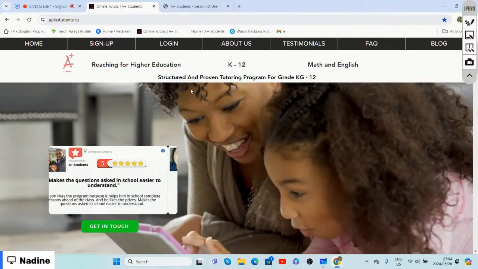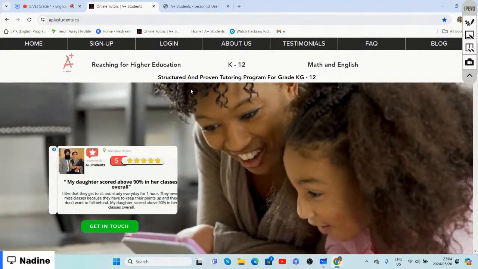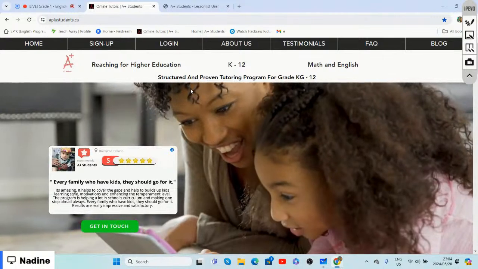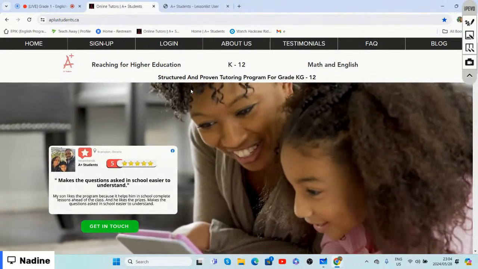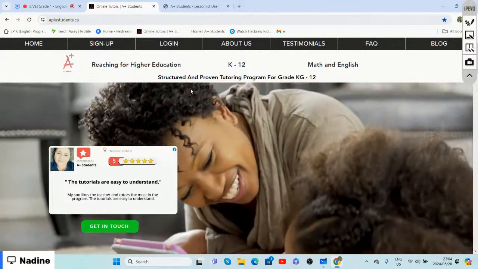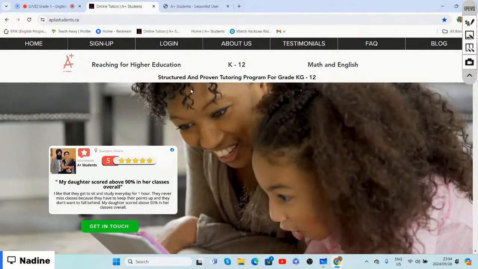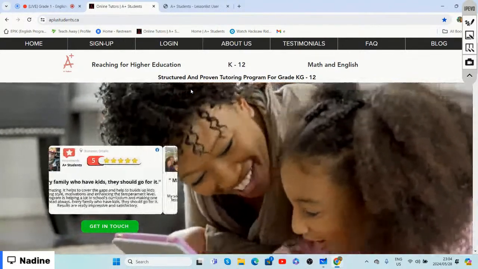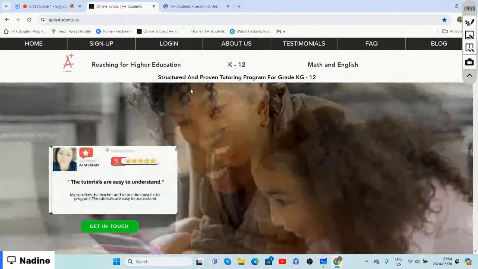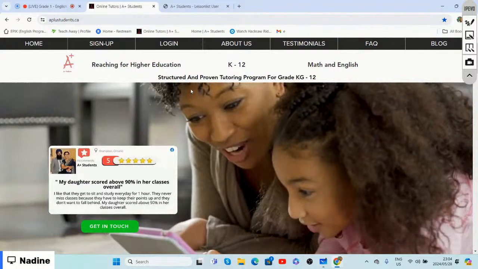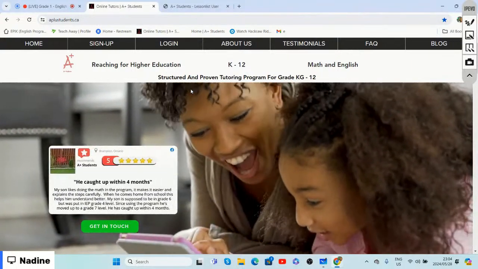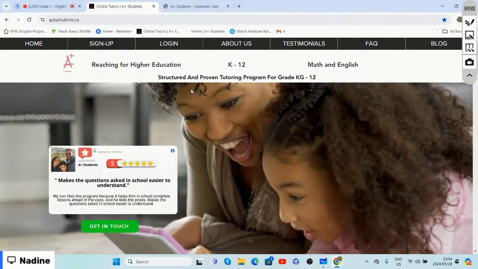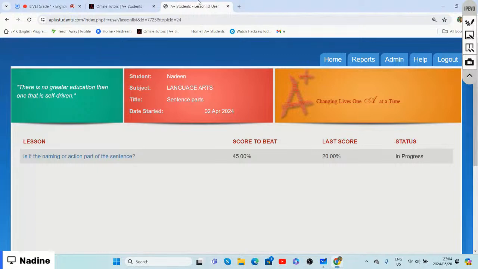Once you've logged on to aplusstudents.ca with our username as well as our password, and then we're going to select the subject of English language arts, grade 1, and then we're going to scroll down up until we get to the chapter of sentence parts.